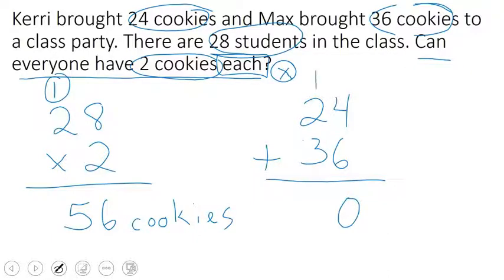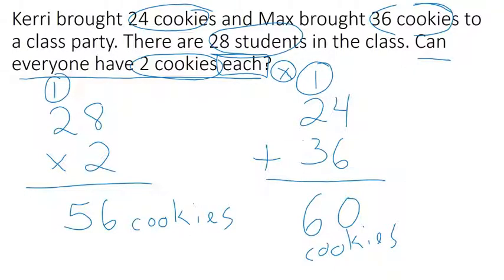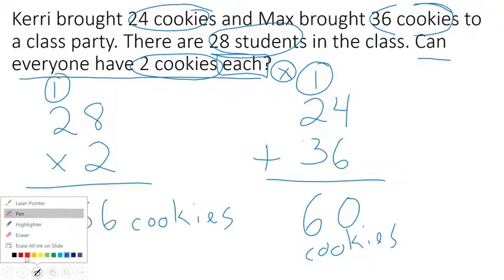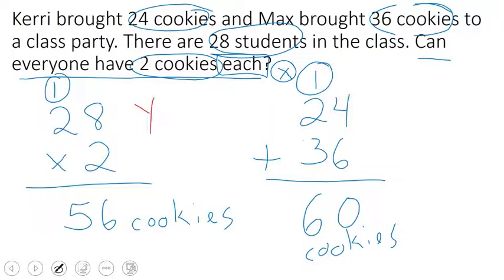4 plus 6 is 10. I carry my 10. 1 plus 2 plus 3 is 6. So I have 60 cookies. I needed 56 cookies. So the answer to, can everyone have 2 cookies each, is yes.